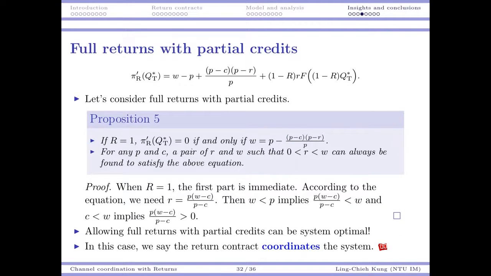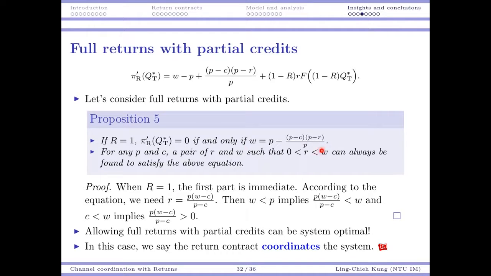So now, let's consider full returns with partial credits. Suppose capital R is 1. Then we can show that for the system to be efficient, we need W and R to be set according to this equation. So let's look at this first. Suppose R is 1, then the last term will be cancelled. Okay? And then if we need the first part to be 0, that's exactly what we need here. Okay, so that's one thing.